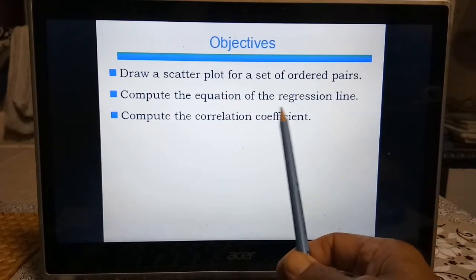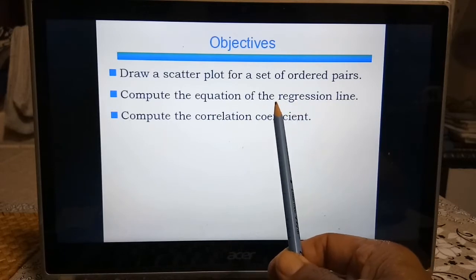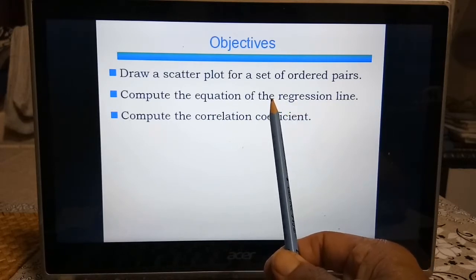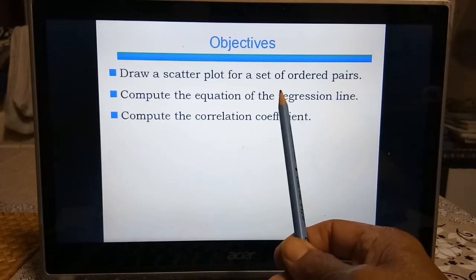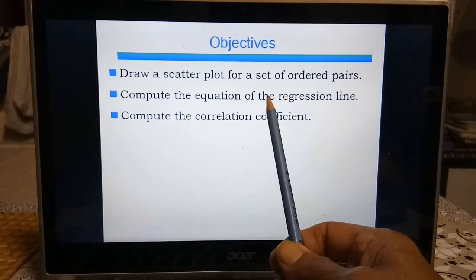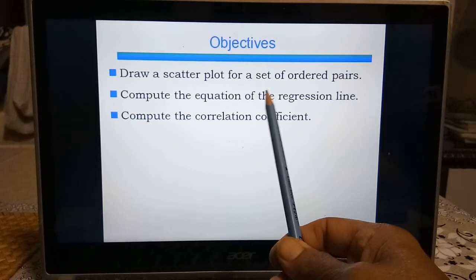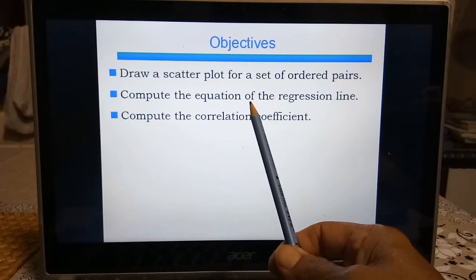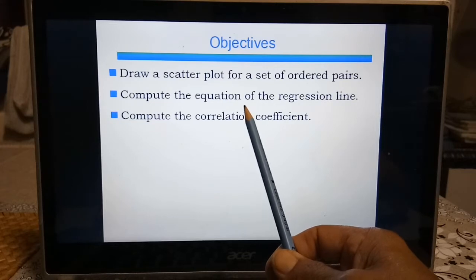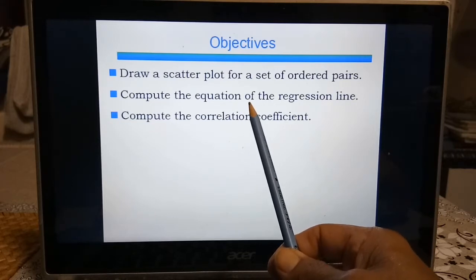Compute the equation of the regression line. So once kita dah dapat a pair of variables x and y tu, kita plotkan data-data tersebut, dan then kita try to form equation of a line that connects points.